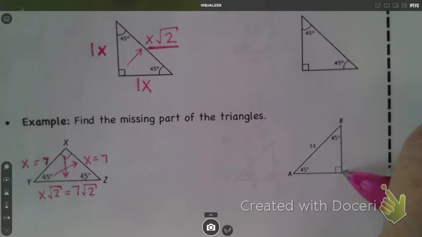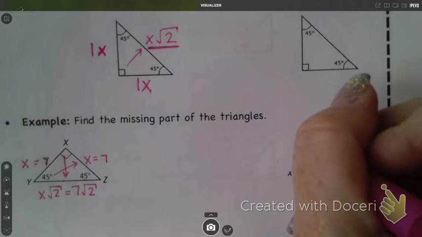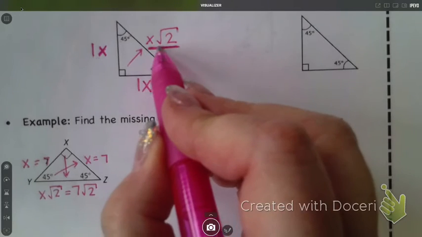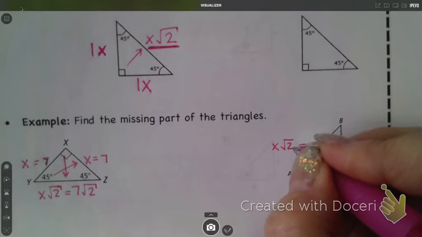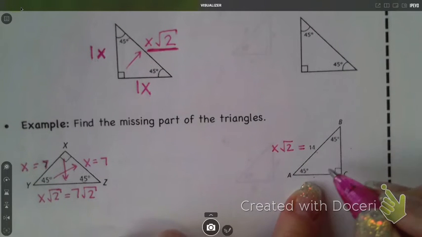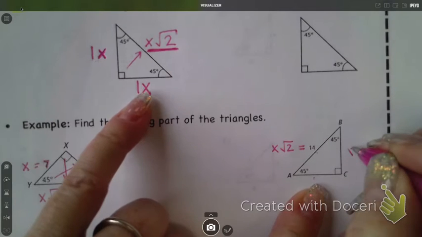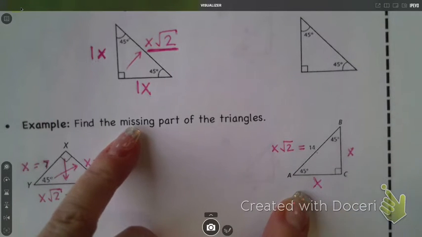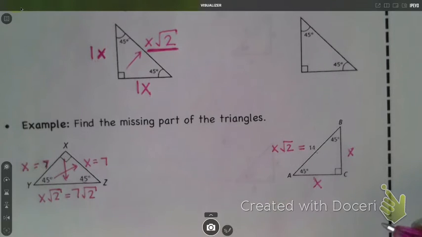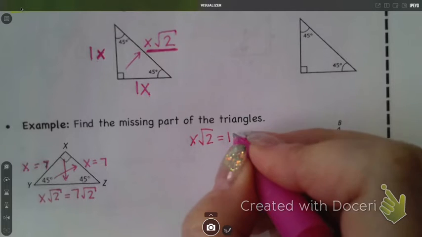Okay, so what did they give me on the second one? 14. They gave me the hypotenuse, correct? What is 14 equal to? What's the ratio across from the 90? x square root of 2. So you work it backwards. And what is the ratio for the other 2 sides then? 1x and 1x. So once I solve for x, do I get my other sides? Yes. So I have x square root of 2 equals 14.